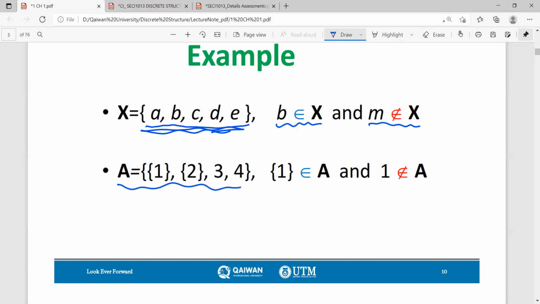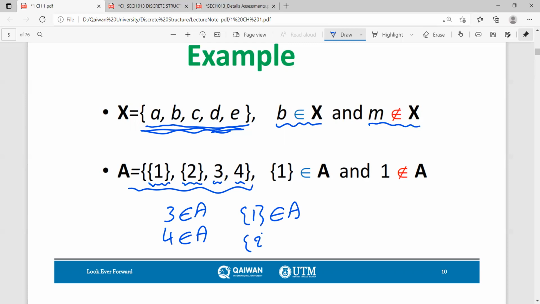And for this set, we say A is the set {1}, the set 1, not only 1. Okay? Then the elements 2, 3, and 4. Here, 3 belongs to A. 4 belongs to A. And the set of 1 belongs to A. The set of 2 belongs to A. But here we cannot say 1 belongs to A. As you see, the set {1} belongs to A, not 1 itself.